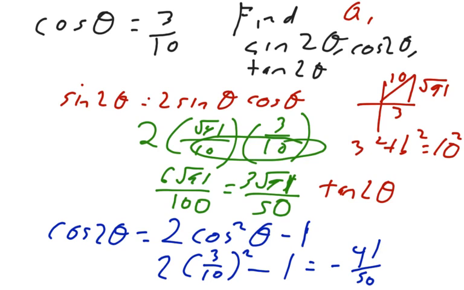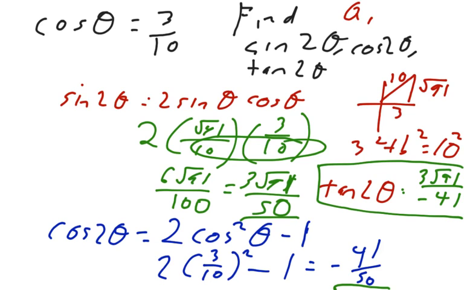So the tangent of 2 theta is just the sine divided by the cosine. Well, here's the sine and here's the cosine, and the 50s are going to cancel out, so we have 3 square roots of 91 over negative 41. And so that's still negative. So there are my 3 answers. Sine was 3 square root of 91 over 50. Cosine was negative 41 over 50. And tangent was 3 square root of 91 over 41, negative.